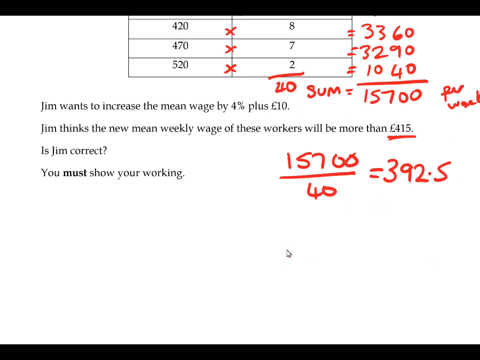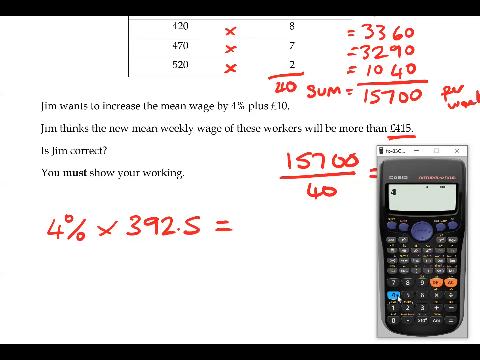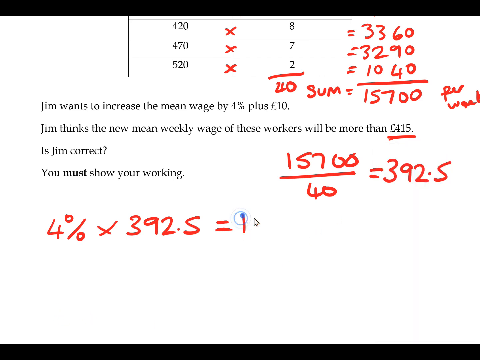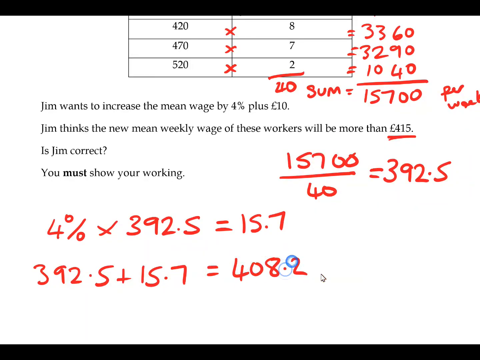So let's give ourselves a bit of space. We've got a 4% increase, so 4% of 392.5 is, stick this in your calculator as it looks: 4, shift percent button, of £392.5, equals. It gives 15.7. So we need to add to our original amount the 4% increase, which is 15.7, which is £408 and 20 pence.